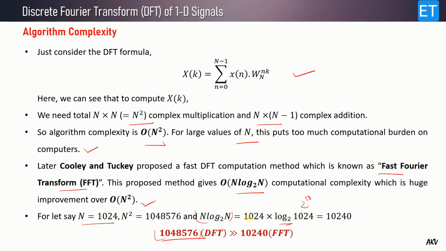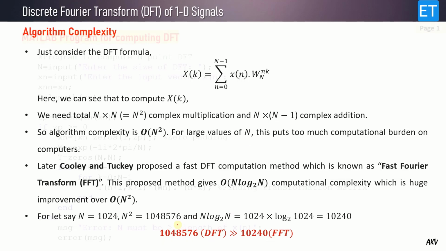So this is 10 multiplied with 1024, that is 10,240. So you can compare the computational complexity of DFT and FFT. You can see that FFT is much faster than DFT. Okay, so in some other video, I will try to explain the FFT algorithm.